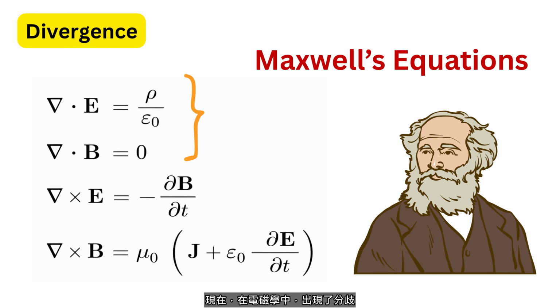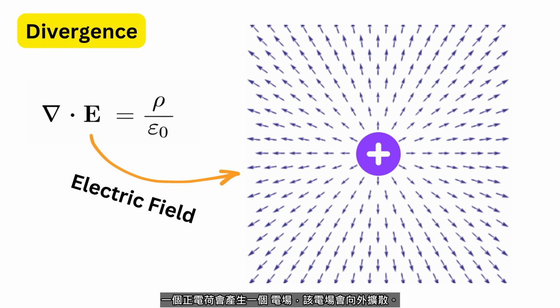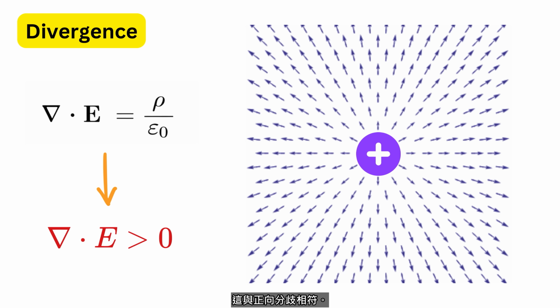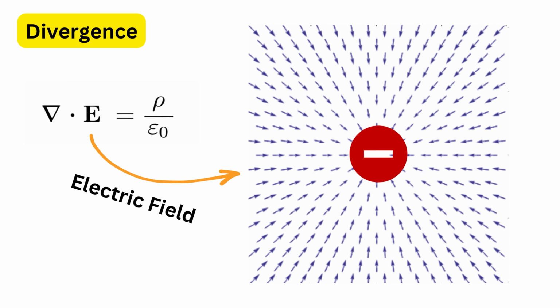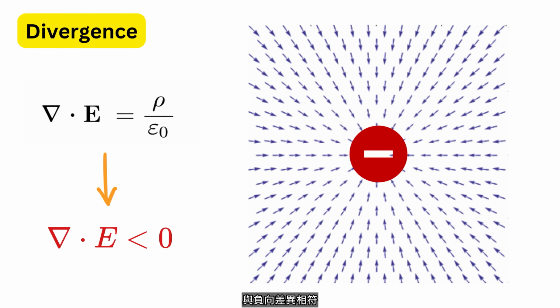Now, divergence appears in electromagnetism, where divergence is used in one of Maxwell's equations. A positive electric charge produces an electric field that spreads outward. This corresponds to positive divergence. A negative electric charge produces an electric field that converges inward, corresponding to negative divergence.